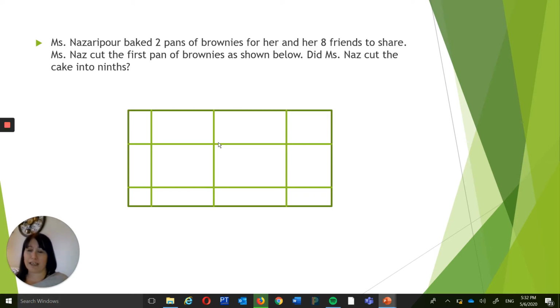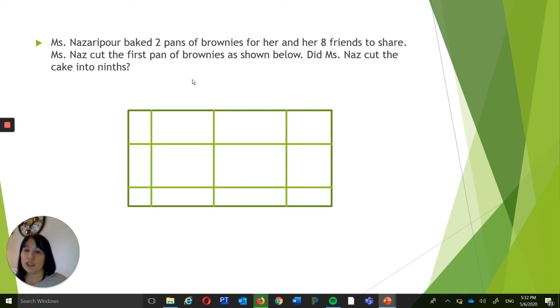Go ahead, take a look at it. Pause the video and talk out loud like you were talking to a friend in class. Is this pan equally partitioned? So third graders, did you say that these pan of brownies is not equally partitioned?